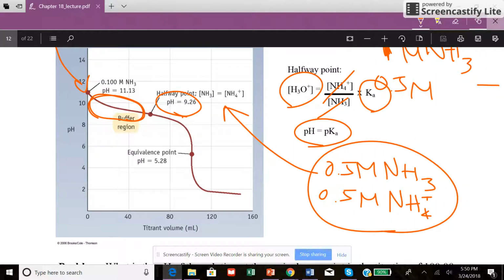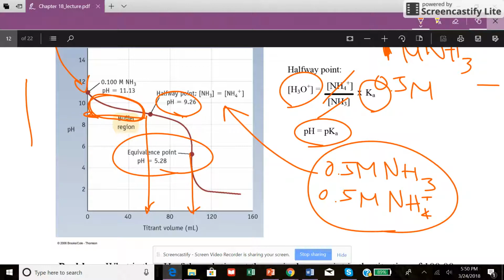Another point I want to point out: how do you know that is the half equivalence point? Look over here, you see this is the equivalence point. Let's say the volume is around 100. At the half equivalence point, how do you spot it? The volume is going to be 50, half of the volume needed to reach the equivalence point. And you can see here at the half equivalence point, the pH is around 9.26. At the equivalence point right here, you don't have NH3 left. All you have is NH4 plus, and you can find the pH simply by using the ammonium ion.